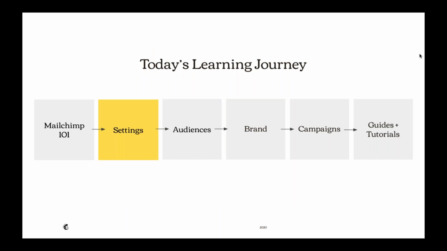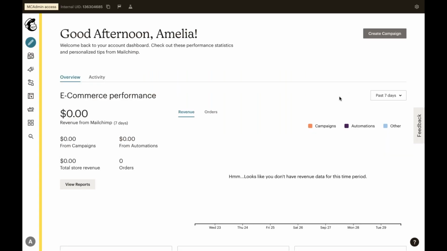Looking at our learning journey, we're now going to head into the Mailchimp app. So here we are on the main page of our Mailchimp account. Along the left navigation bar, you'll see key Mailchimp features: Create, Audience, Campaigns, Automations, Website, Content Studio, Integrations, and finally a search bar right here at the bottom.